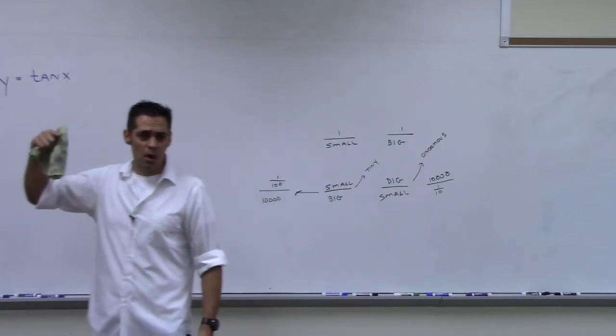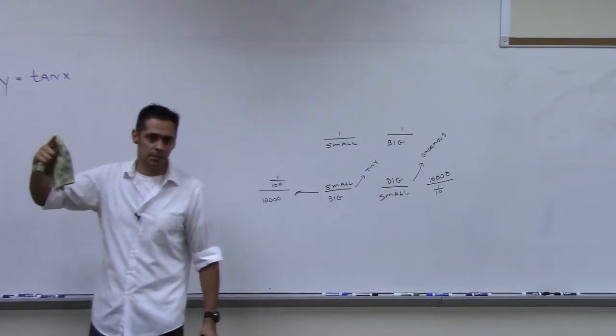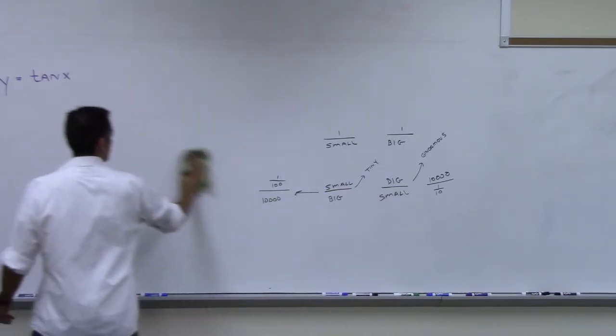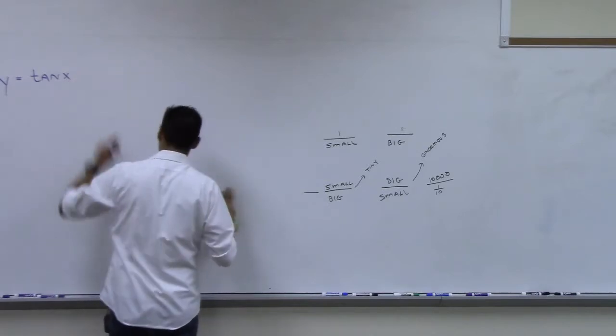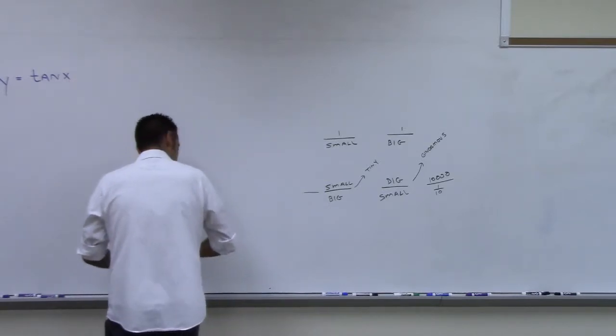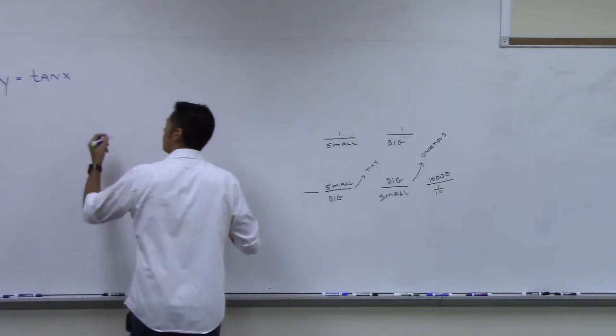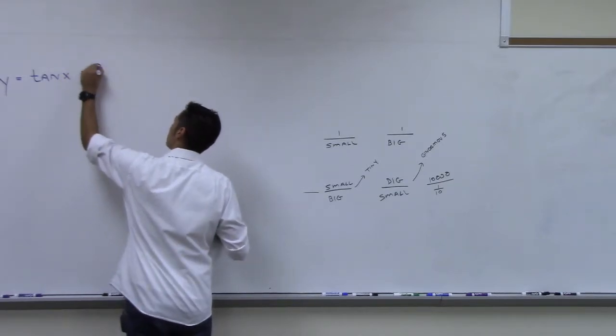Small over big, small. Big over small, big. What is the definition of tangent? It's what over what? It's sine x over cosine x.